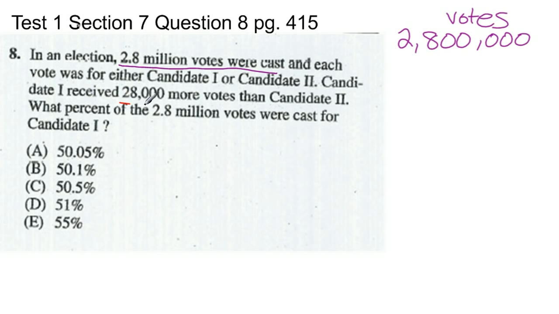Candidate 1 received 28,000 more votes. So candidate 1 received 28,000 more votes. Now, if you look at these, I'm sure you can see some kind of similarity between these numbers. And I also want you to notice that your answer choices are all percents. Can you see a relationship between these two numbers?